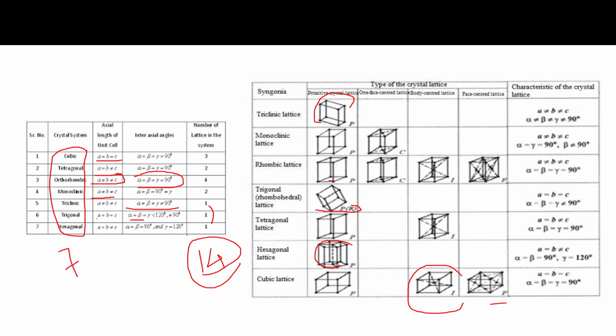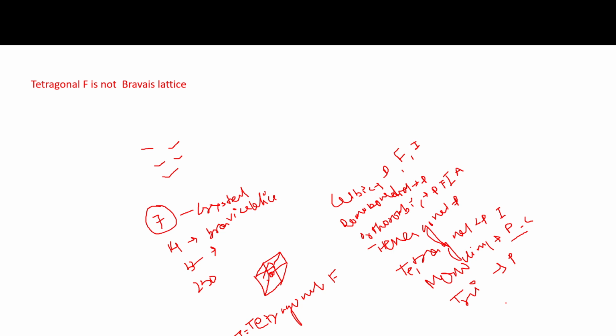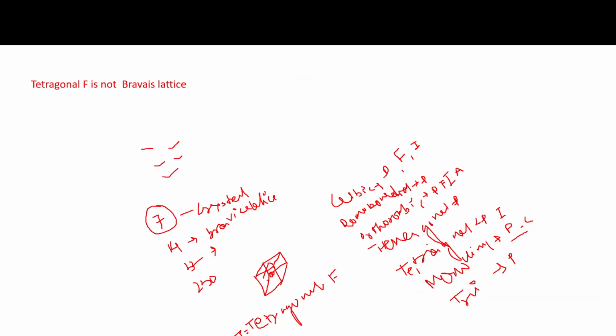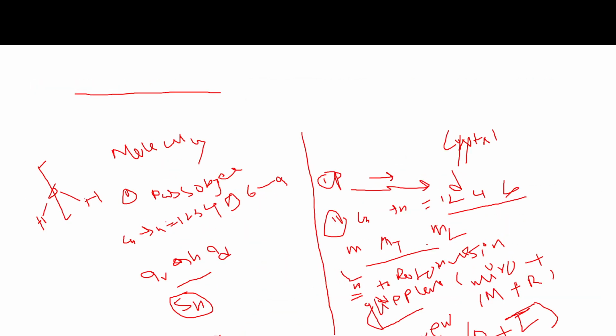So if your question asks whether tetragonal F is a Bravais lattice or not, you have to look at the tetragonal system. In tetragonal you have only the primitive crystal lattice and body-centered. So there will be no face-centered and no one-face-centered lattice for tetragonal. So we can easily identify. For cubic also we cannot get any one-face-centered lattice, so we can easily give the answer.